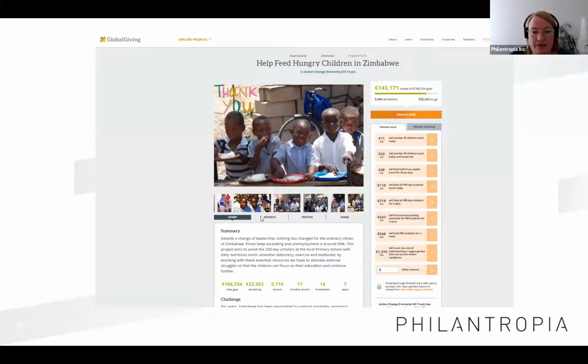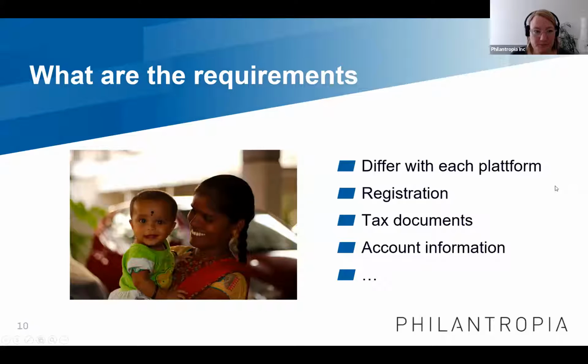Here you see the tab reports. So you have to report back. You can include more pictures, and then you have all those share buttons that you want people to use, because you need people to share your project. So these are the basic components, and this is an example of one platform. Every platform looks a little bit different, but most of them have all of those components and tools available.